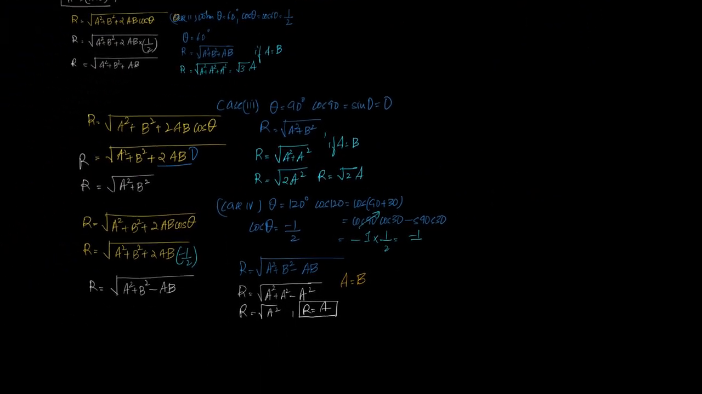Let us do one more case, which is when theta is equal to 180 degrees. So if this is vector A, the other vector will be 180 degrees opposite to it.